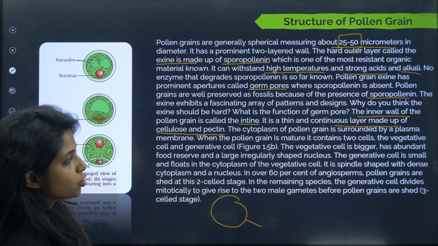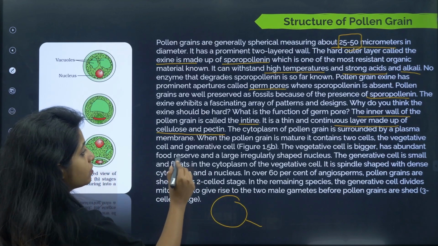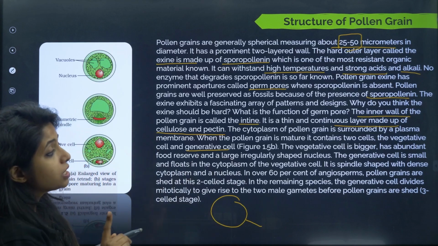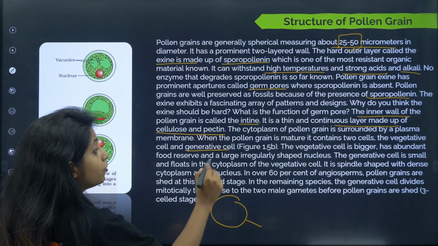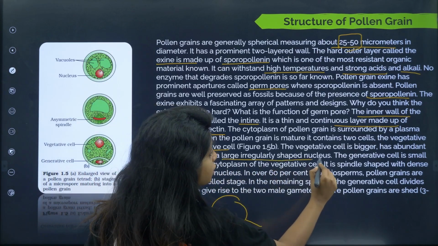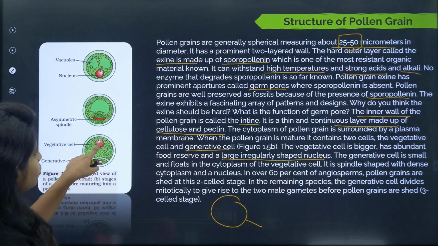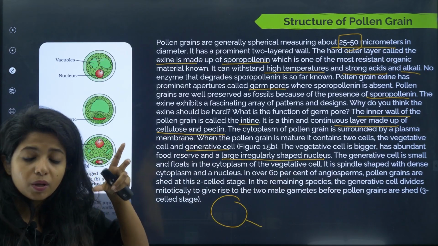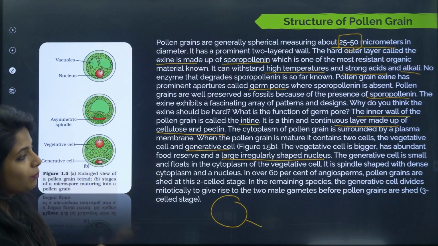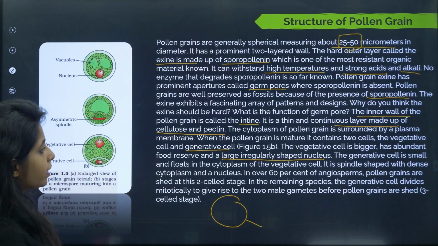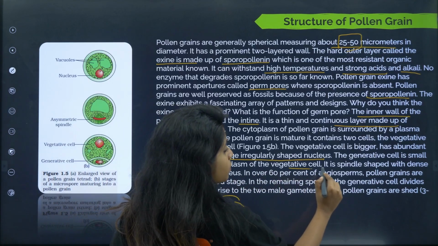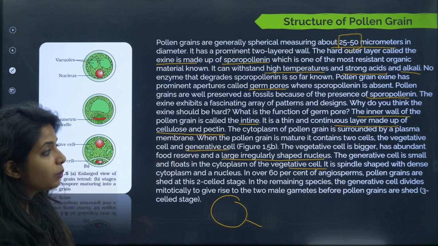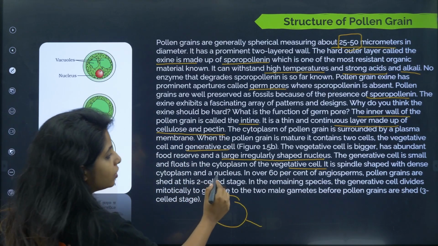Then comes the next stage. When the pollen grain is mature, it contains 2 cells, the vegetative cell and the generative cell. The vegetative cell is bigger and has abundant food reserve and a large irregularly shaped nucleus. So this particular cell that you see over here will have an irregularly shaped nucleus and also a good amount of food reserve because you want to nourish the male gametes. Now, the generative cell is small and floats in the cytoplasm of the vegetative cell. It is spindle shaped with dense cytoplasm and a nucleus.